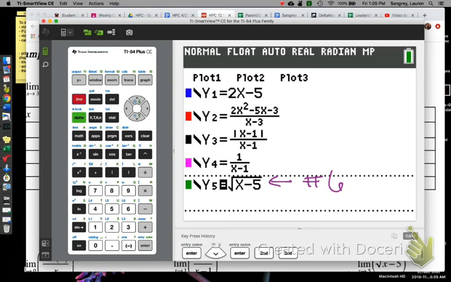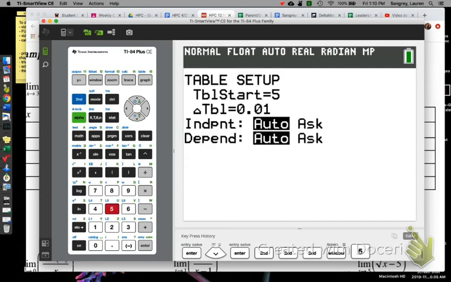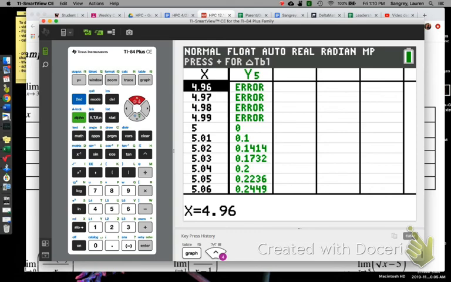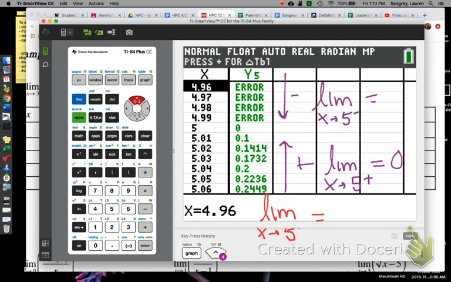All right, and the last example is going to be number 6, and you're going to want to change your table to start at 5. So I have my table set to start at 5, and then I'm going to go look at the table and scroll up a little bit. As we approach from the right, our numbers are a little funky here, but it does look like we are getting closer and closer to 0. And then as we approach from the left, all those error messages are your indication that the limit does not exist. And since the right and left side do not match, our limit as x approaches 5 does not exist.